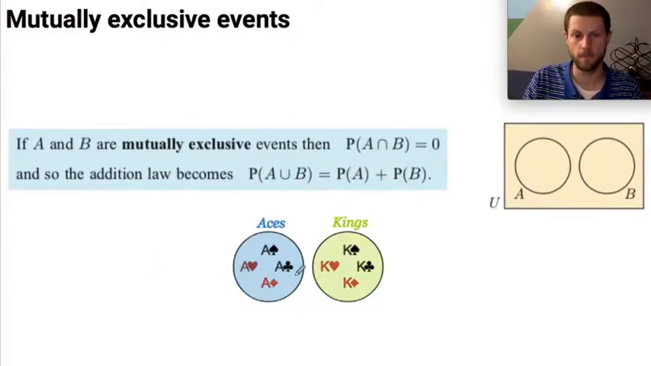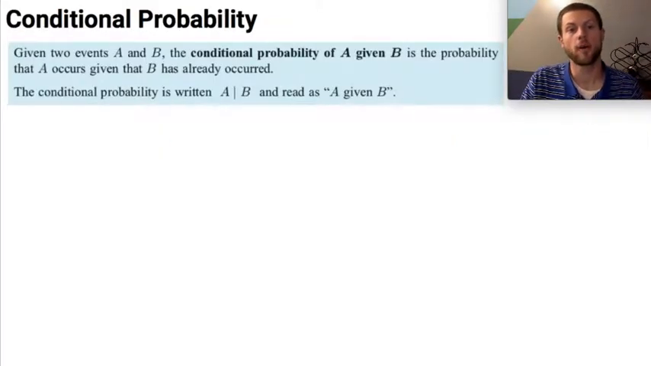I'm just adding up the probability of drawing from this plus the probability of drawing from this. There's no overlap there. Let's talk a little bit about conditional probability. Again, we've kind of seen this before, we just haven't really called it with these terms.